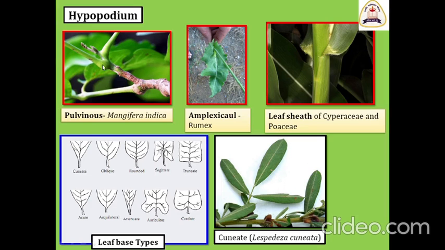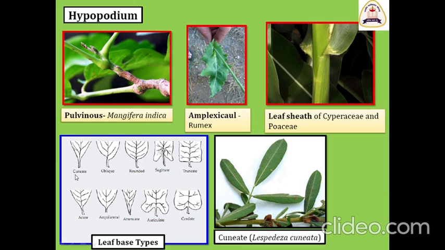Hypopodium, generally a swollen structure in case of dicots. In case of monocots, the hypopodium is elongated and forms a leaf sheath. This is the leaf sheath which is developed from the hypopodium, generally present in members of the Cyperaceae and Poaceae. In dicots, the pulvinus structure, for example in Mangifera indica, Albizia lebbeck and Ailanthus excelsa, the pulvinus is highly swollen. Amplexicaul means the leaf base is covering the stem. The leaf base is elongated and it is covering the stem.